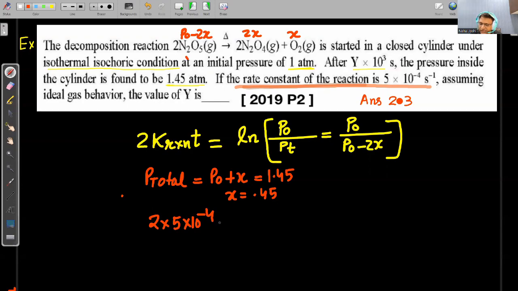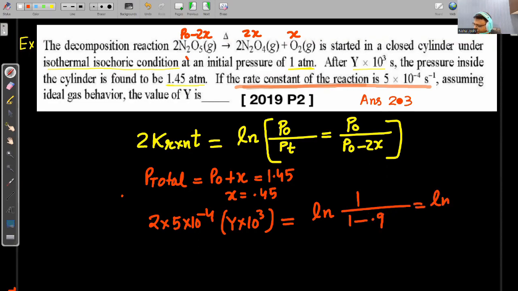So they are asking that under isothermal condition, initial pressure is this. After this much time, I have to calculate. So I have to write y into 10 to the power 3. This time is equal to ln of initial pressure, which was 1, and now the pressure is 1 minus 0.9. So this is ln 10, and ln 10 we know is equal to 2.3. So left hand side को अगर मैं simplify करूँ, 10 to the power minus 3, so if I simplify this, y is equal to 2.3. So this is the answer, y is equal to 2.3.